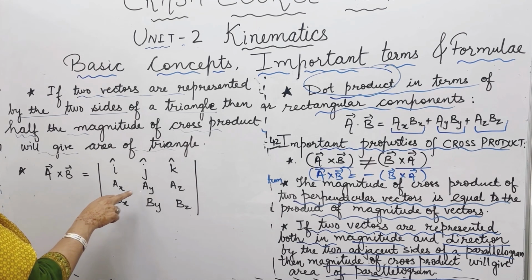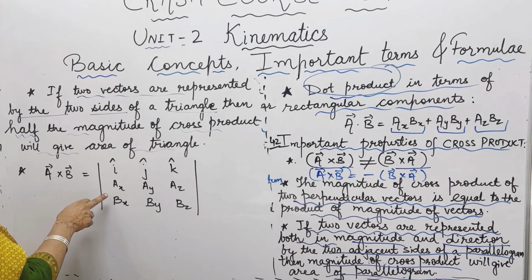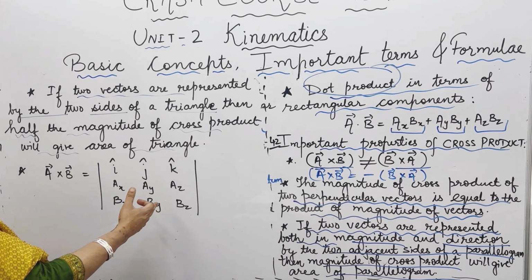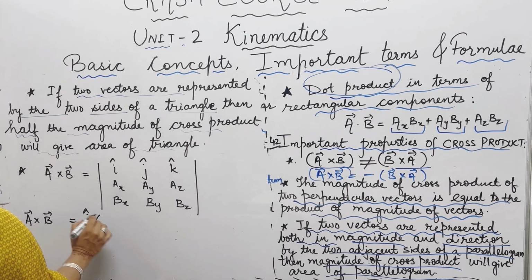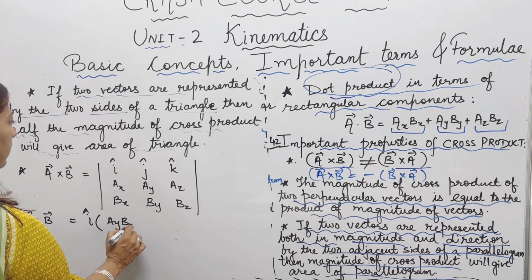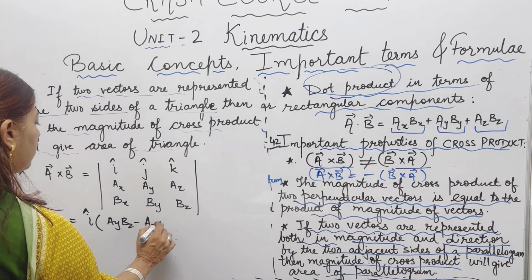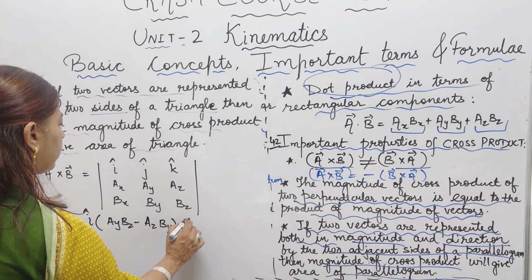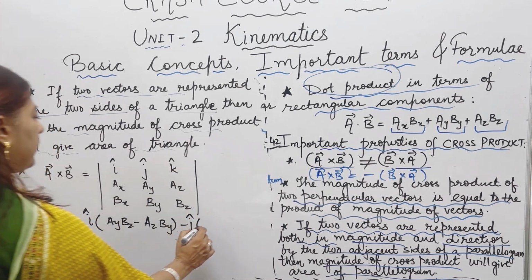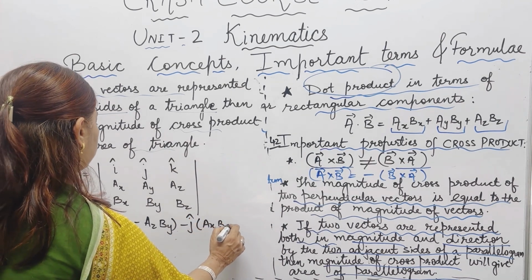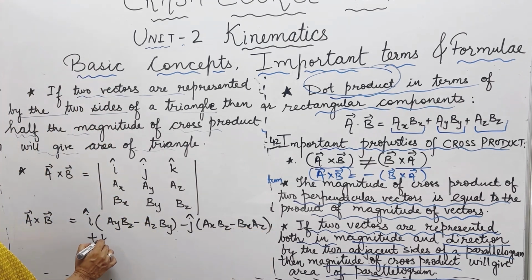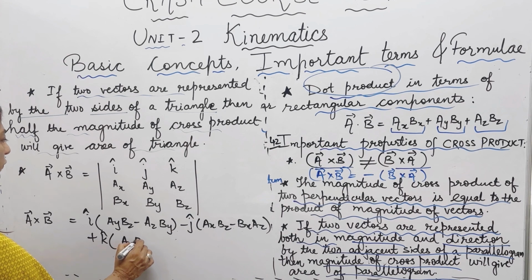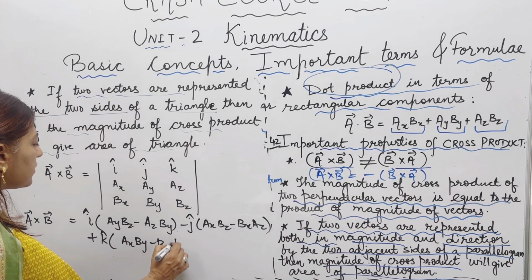When we resolve it in the rectangular components, A cross B can be given by this relation. For solving this matrix, we get A cross B equal to I cap (AY BZ minus AZ BY) minus J cap (AX BZ minus BX AZ) plus K cap (AX BY minus BX AY).